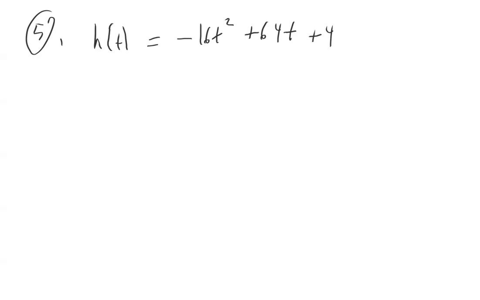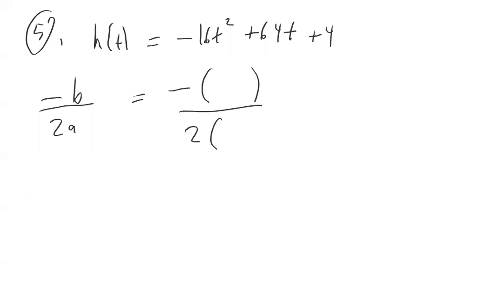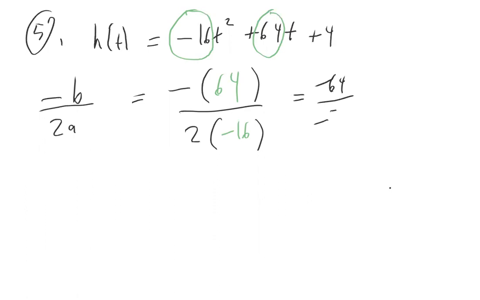Well, there's a really cool formula called the vertex formula. It's just negative b over 2a. So it's negative, and then over 2. The question is, what's the b and what's the a? This number is called b, 64. And then this number at the front is called a, negative 16. So we'll get negative 6, sorry, looking at the wrong number. We'll get negative 64 over negative 32, which equals positive 2.